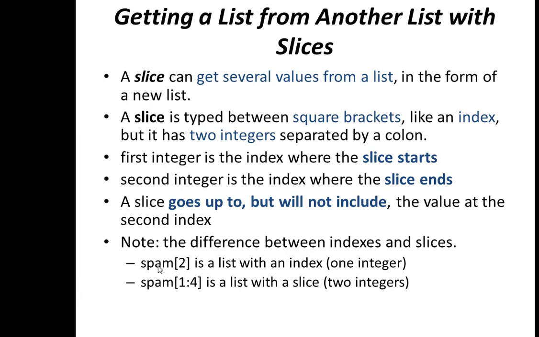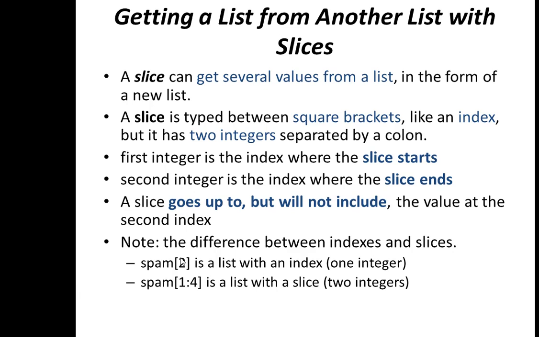See this in the first example here, spam[2]. This means we are accessing the item from the list which has index 2, so we are accessing only one element. But in the second example we have two integers, which means we are accessing many values from the list. The first value indicates the starting index of the slice, and the second integer indicates the end of the slice, but the slice goes up to, and does not include, that index.